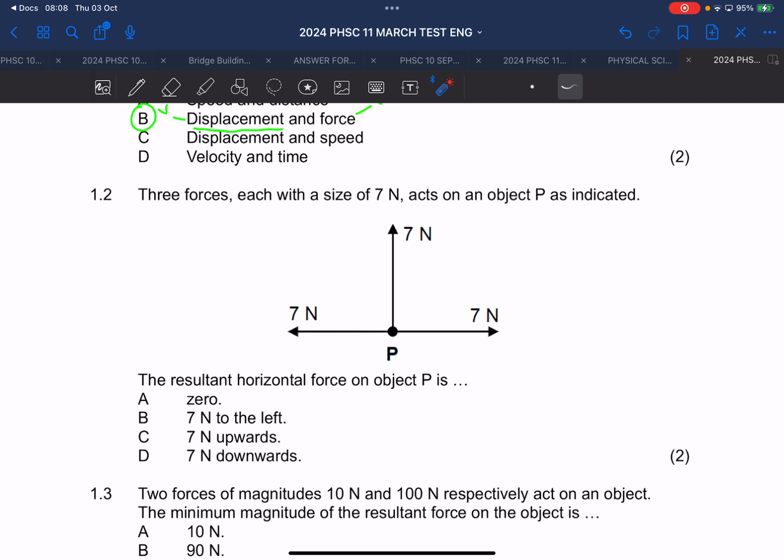The resultant, and please show me with your hand, where is horizontal? Yes. So are we looking at the 7 newtons up? No. We are only looking at these 2 forces. Okay? We see that they are in opposite directions. So if we choose, say, to the right to be positive, then this one is going to be negative. So what is the resultant horizontal force, Tato? Well, A, yes, 0. Because they cancel each other out.